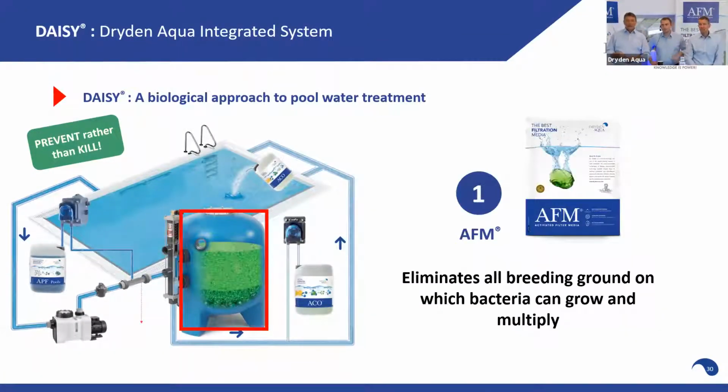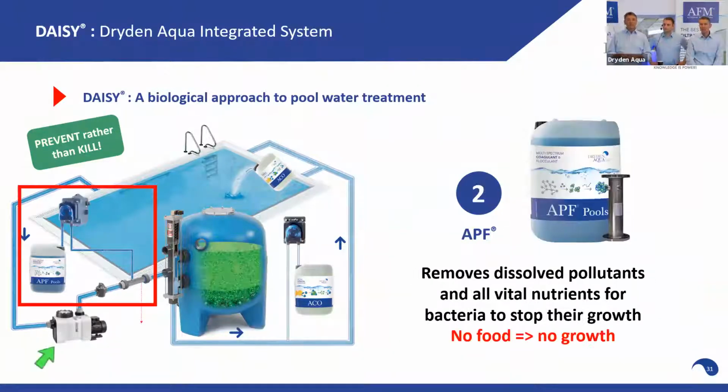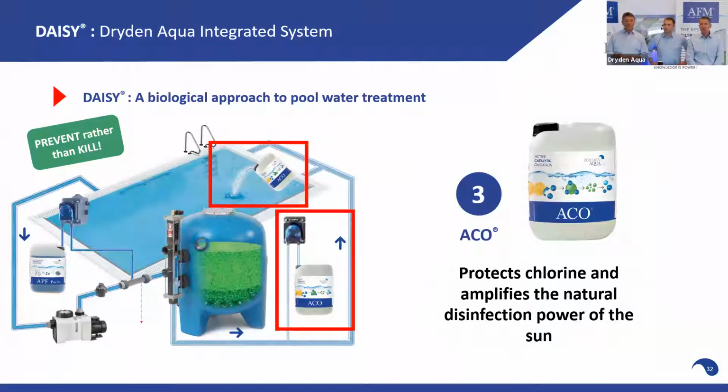Again, this is our Daisy approach, AFM, most important step: bioresistance to eliminate the breeding ground. Number 2, the use of APF, coagulant and flocculant, which takes the food away, so there can't be any bacterial growth. No food, no growth. And 3, ACO: we protect chlorine from the UV light, and we amplify this natural disinfection power of the sun. Prevent, not kill.